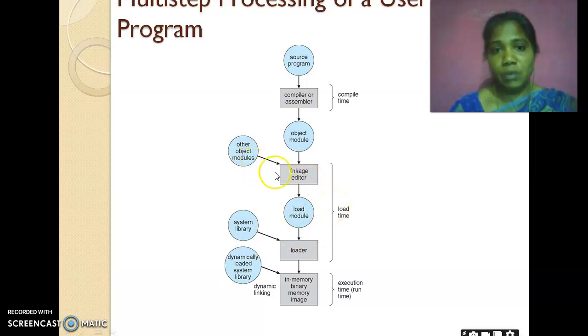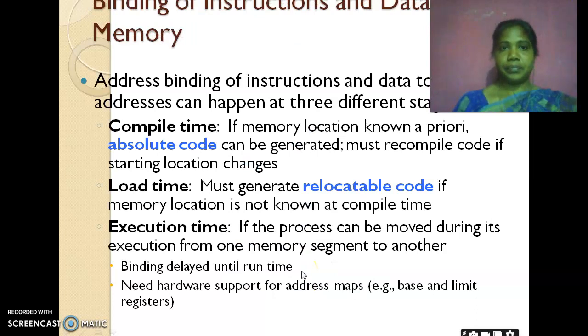So it is the object module. That means after that, the program is going to be loaded into the main memory. It is a binary memory image. So it is dynamic linking. It is going to be linked and used in the dynamic loaded system. After that it is based on the execution time. So during the run time, the program is going to be loaded into the memory.